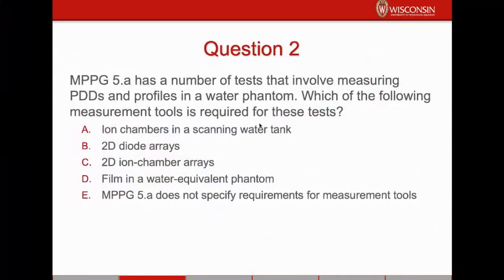All right, let's do another question. This is question number 2. MPPG 5A has a number of tests that involve measuring PDDs and profiles in a water phantom. Which of the following measurement tools is required for these tests? A, ion chambers in a scanning water tank. B, 2D diode arrays. C, 2D ion chamber arrays. D, film in a water equivalent phantom. E, MPPG 5A does not specify requirements for measurement tools.